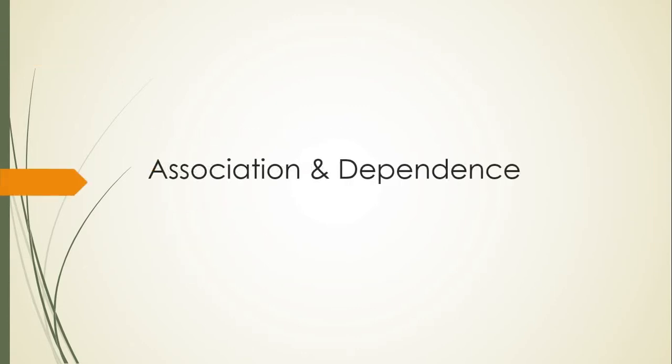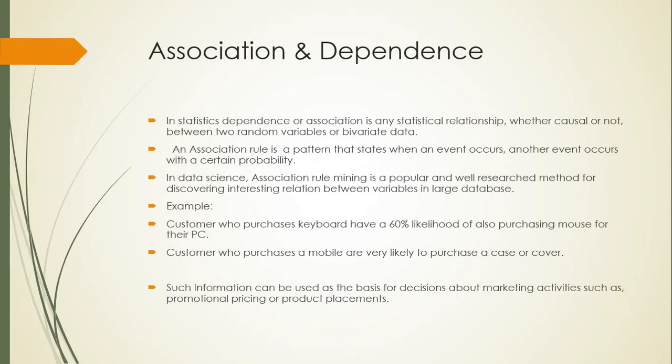So first let's go to association and dependence. So what is association and dependence? In statistics, dependence or association is any statistical relationship, whether causal or not, between two random variables, or we can say bivariate data. An association rule is a pattern that states when an event occurs, another event occurs with a certain particular probability.